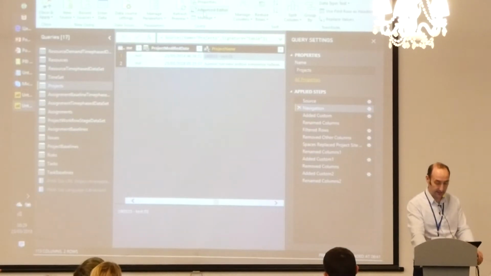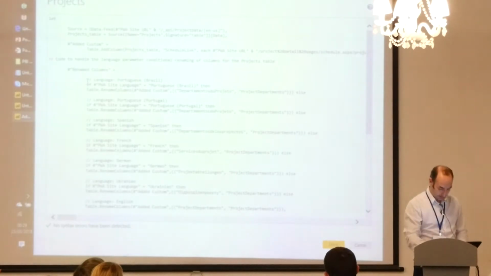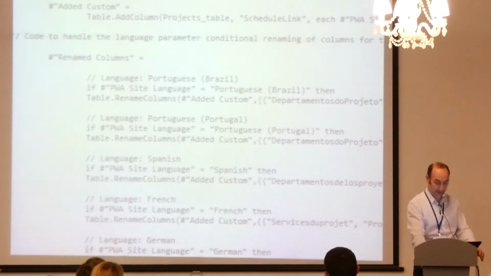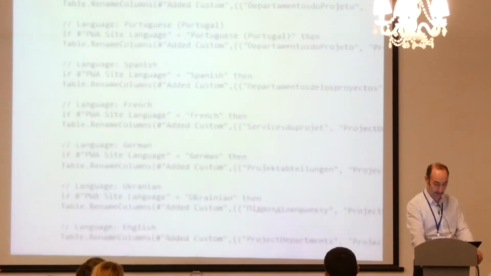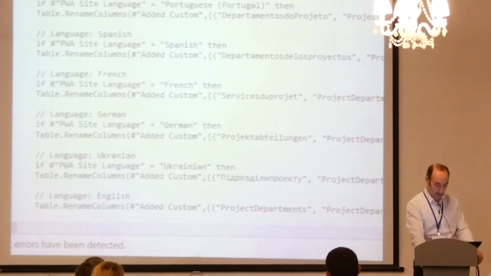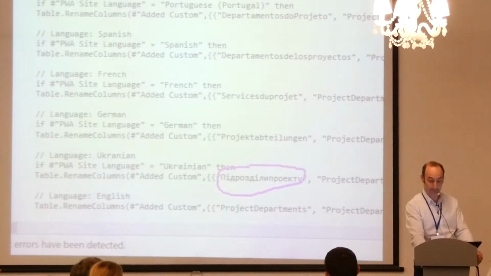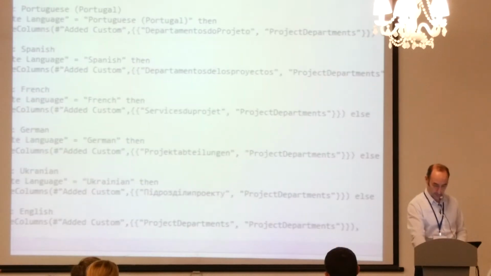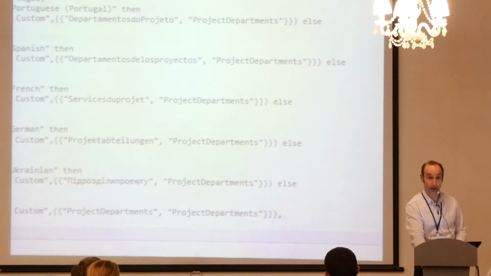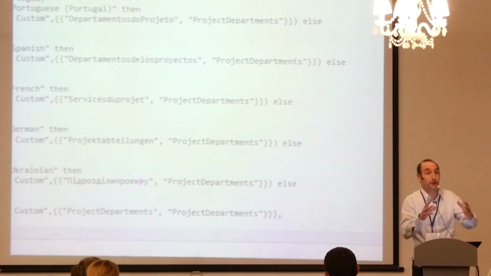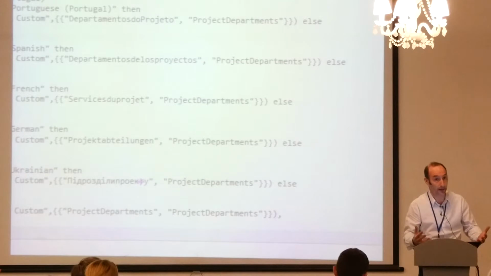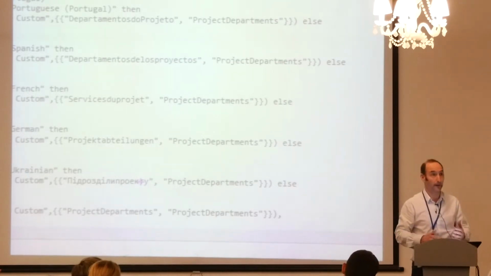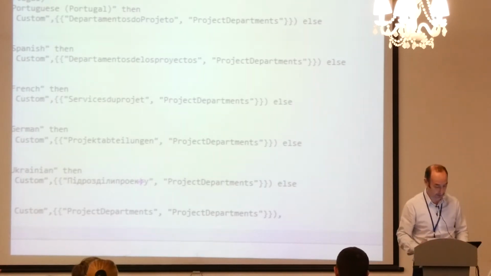But in the editor here, this section is where we test for the language. Down here I've got language Ukrainian, and this was project departments. So I take that and I rename it to project departments. That's what we do. We have to find the areas that need to be renamed, and we have to get the right names, hence the reason I need your help to translate this.